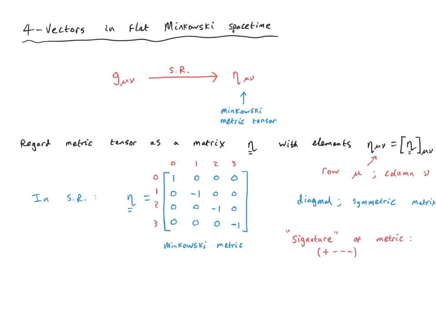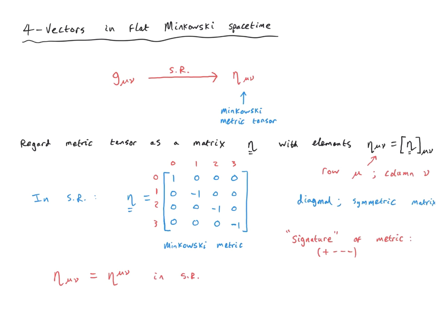Firstly, because we have a diagonal matrix, it actually doesn't matter whether we specify mu or nu as the row or column, so we can be a little bit careless about this. We don't have to worry too much about whether the first index corresponds to the rows or the second index corresponds to the columns. It's a symmetric matrix.